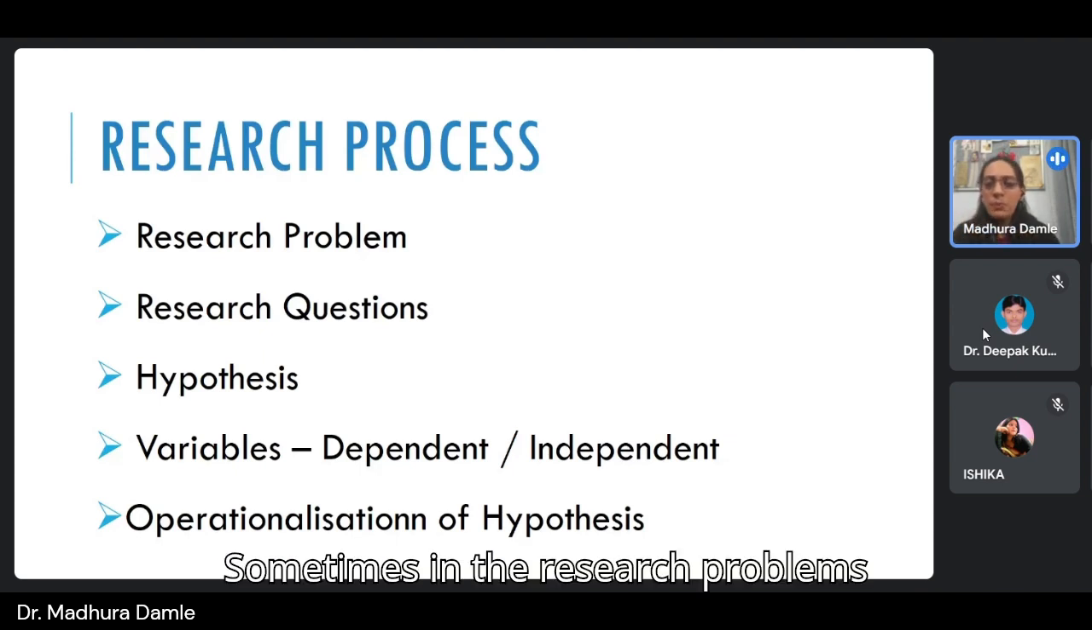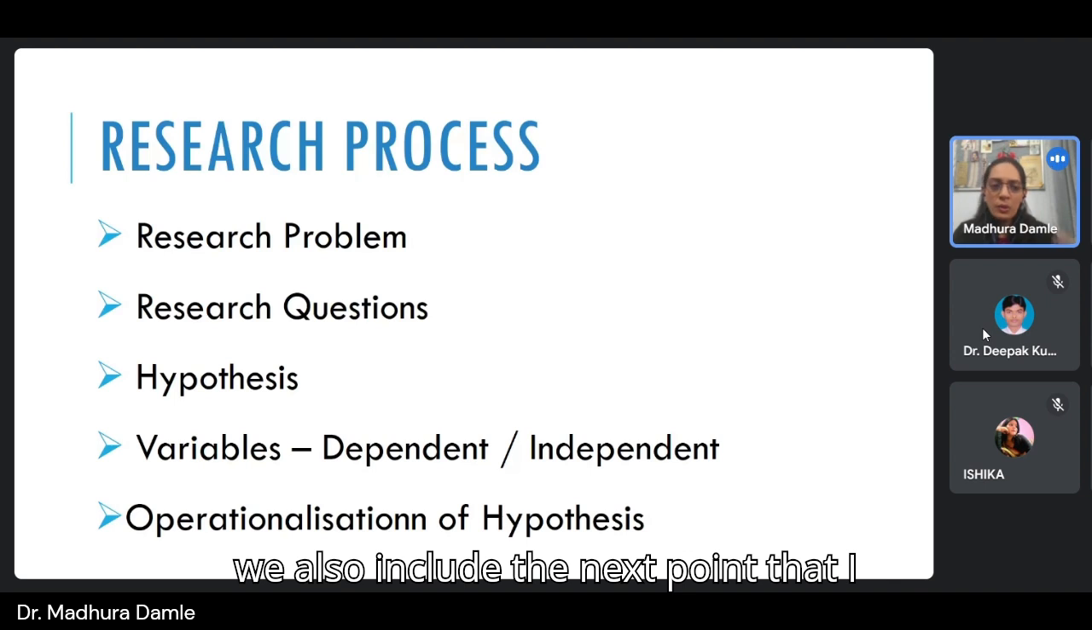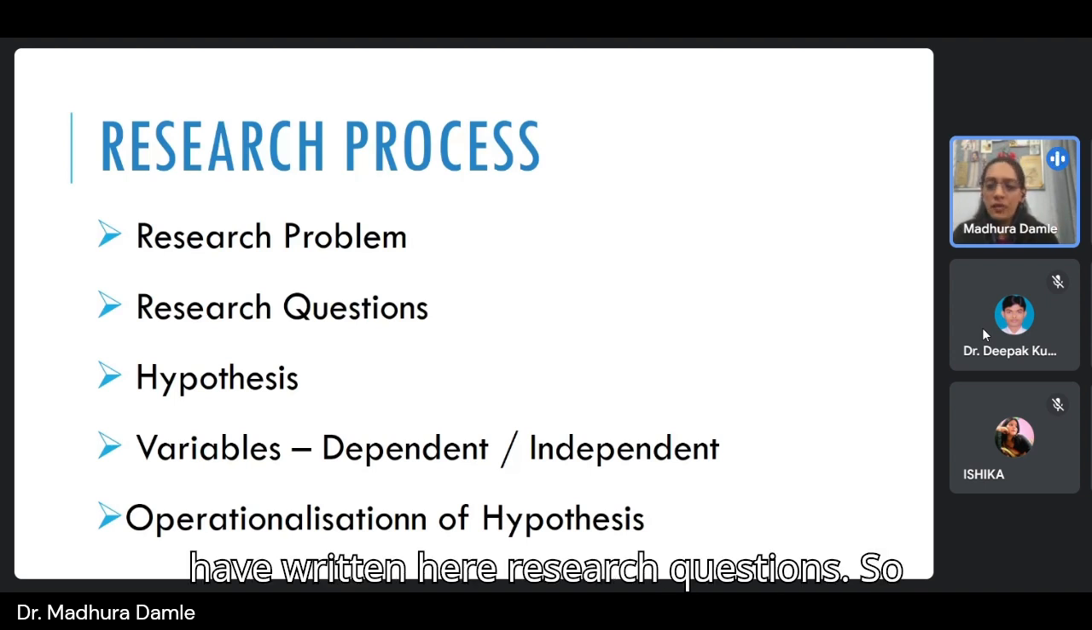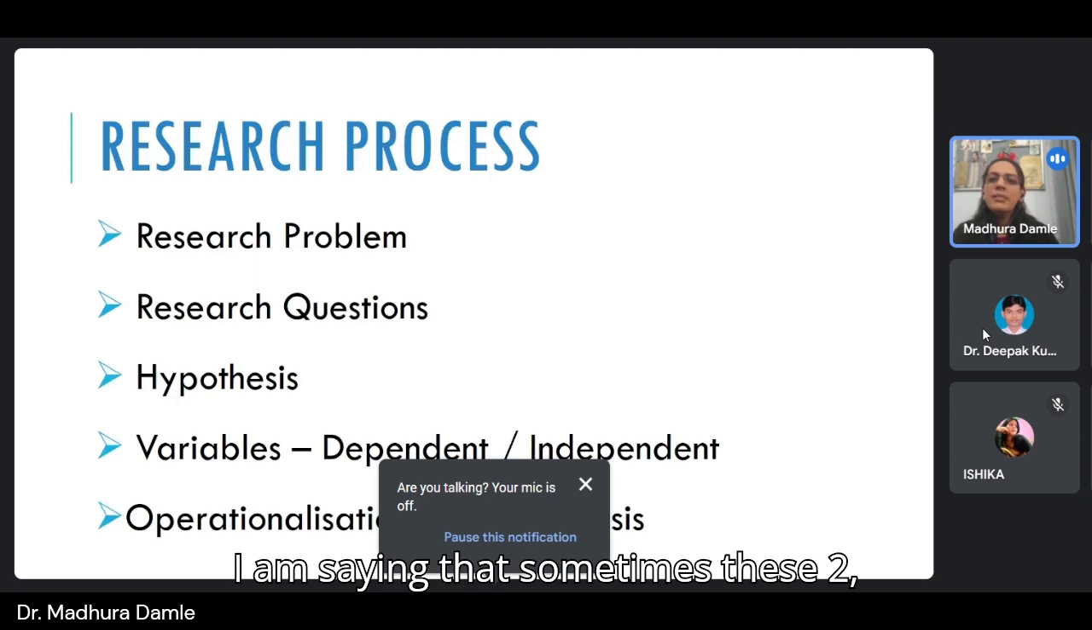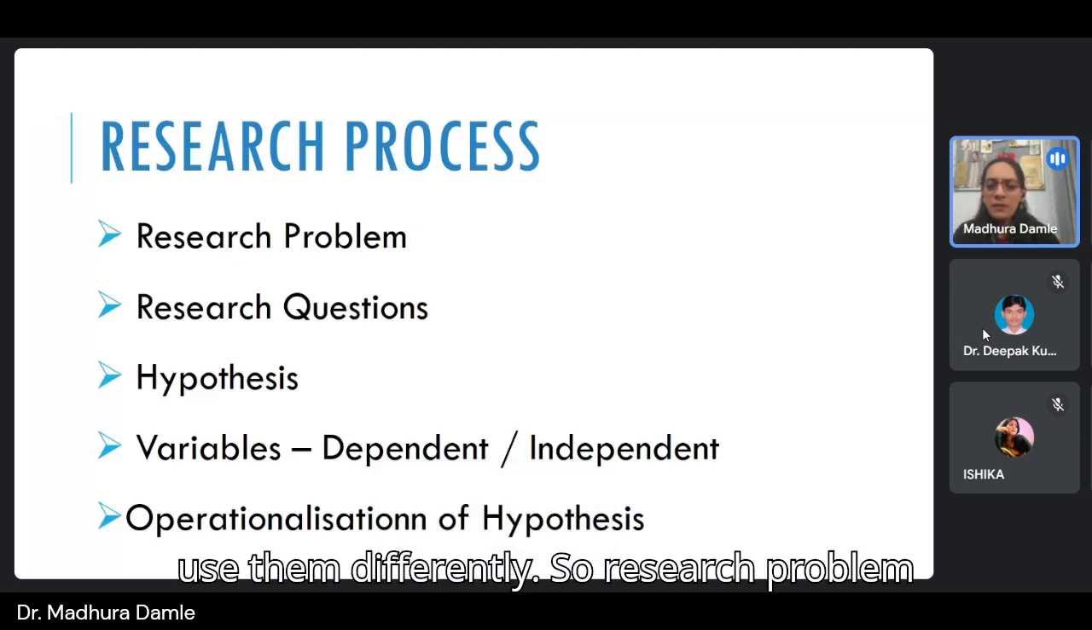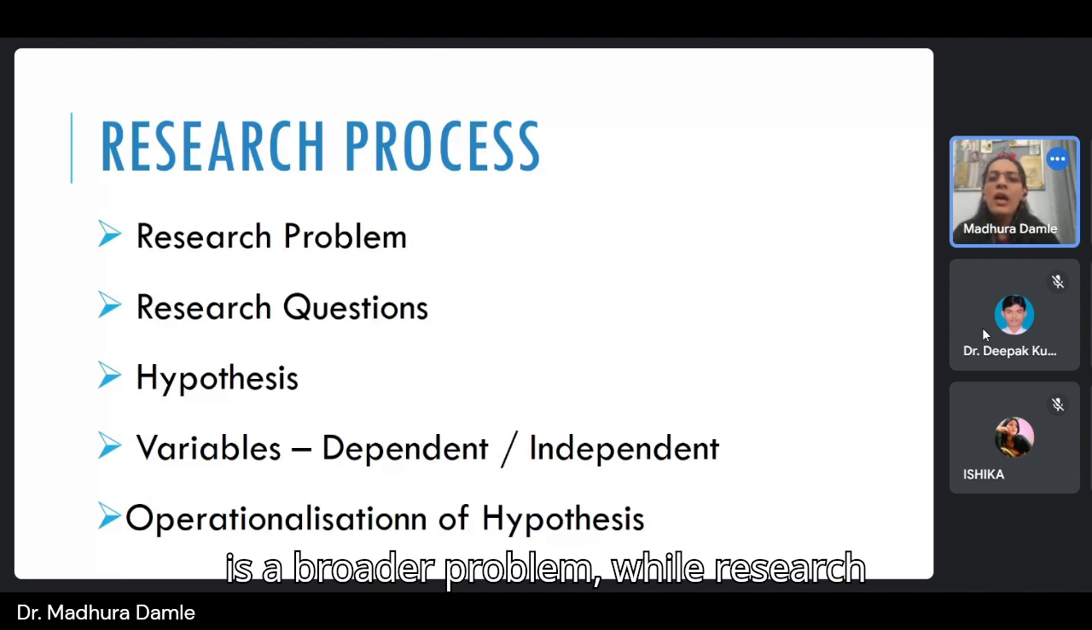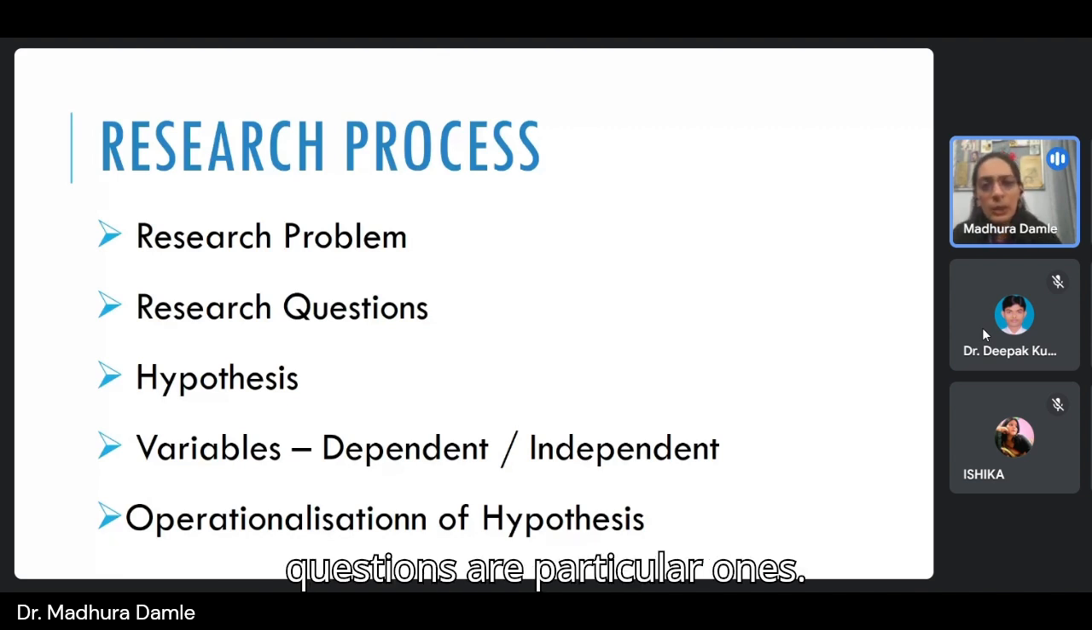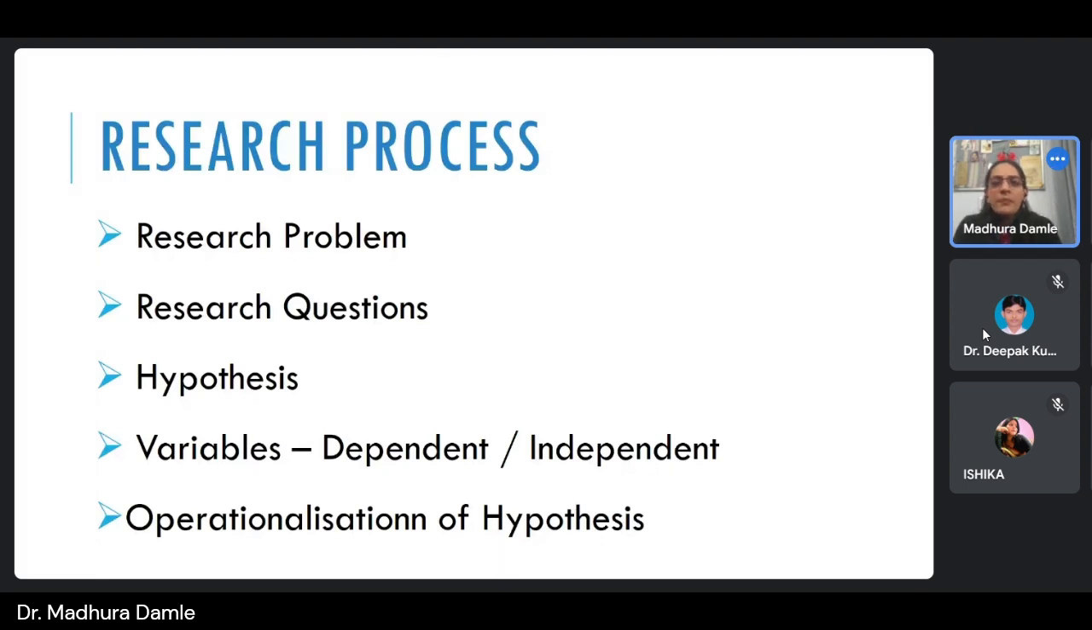Sometimes in the research problems, we also include the next point that I have written here, research questions. Sometimes these two concepts are used interchangeably, but sometimes we use them differently. So research problem is a broader problem, while research questions are particular ones. Suppose our research problem is something around, let's say, empowerment.